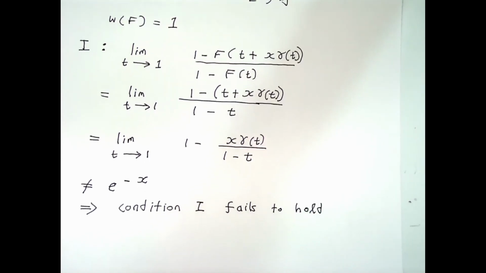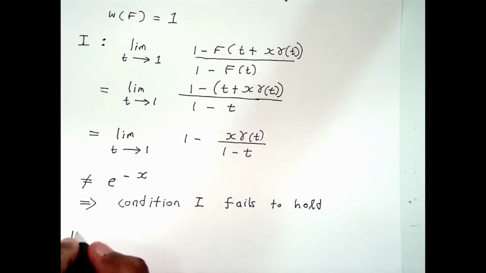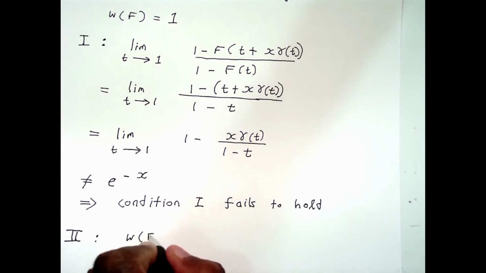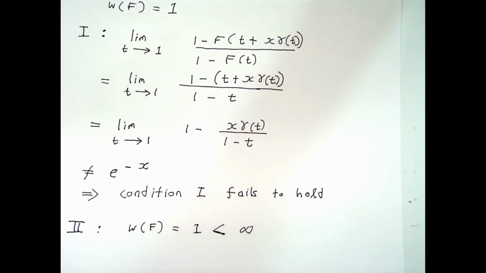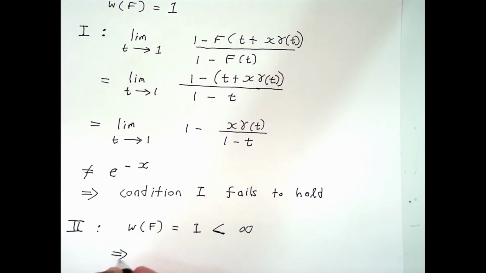Okay, now let's check condition 2. One of the requirements for condition 2 is that the w of F must be infinity. But in this case, w of F is equal to 1, which is not equal to infinity. Right? It's a finite number, right? So hence, condition 2 also fails to hold.